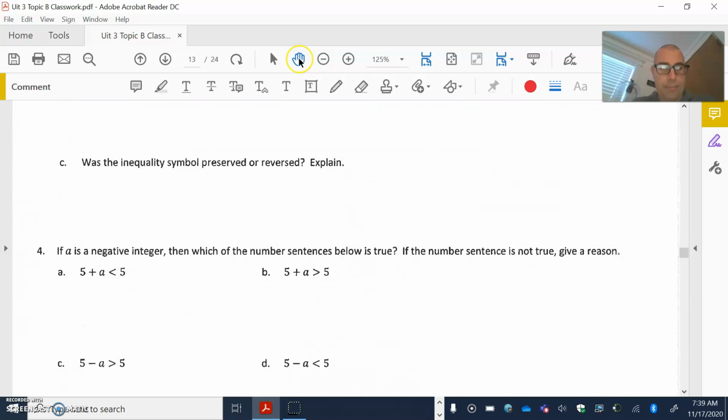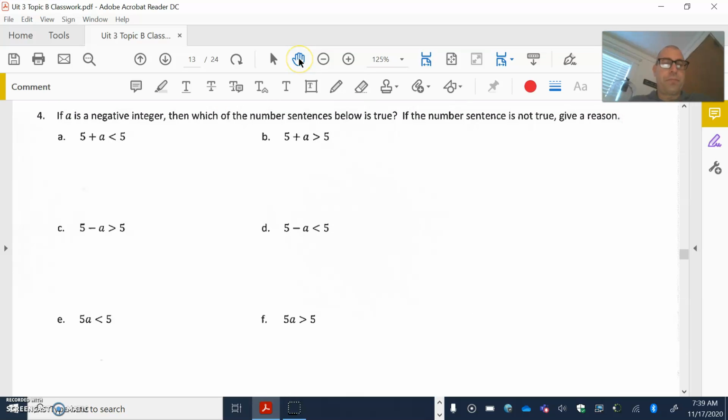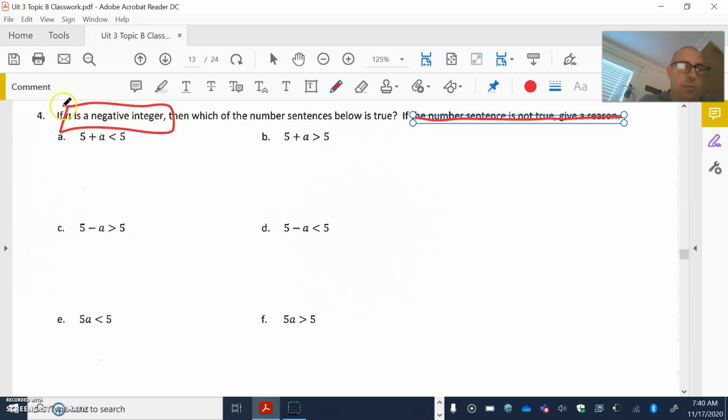What we're actually going to spend time with here is question 4. It says if a is a negative integer, which of the sentences below must be true? If the number sentence is not true, give a reason. First thing here is we're not going to worry about the given reason because we're going to solve this a little bit differently. We're going to use our solving equation skills, and again, we want to see if a is going to be a negative integer.